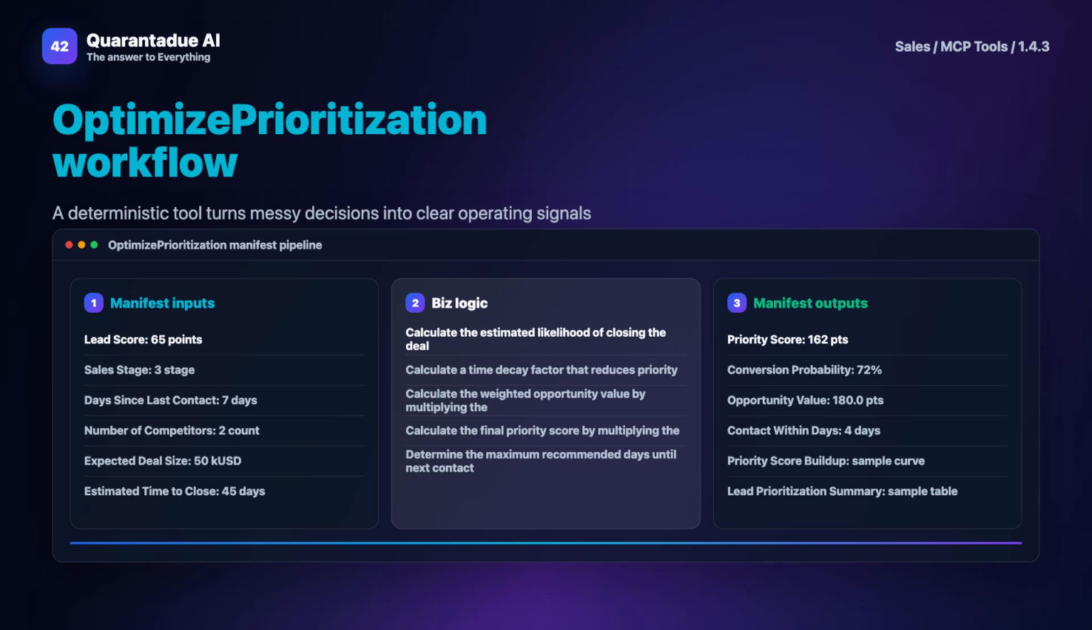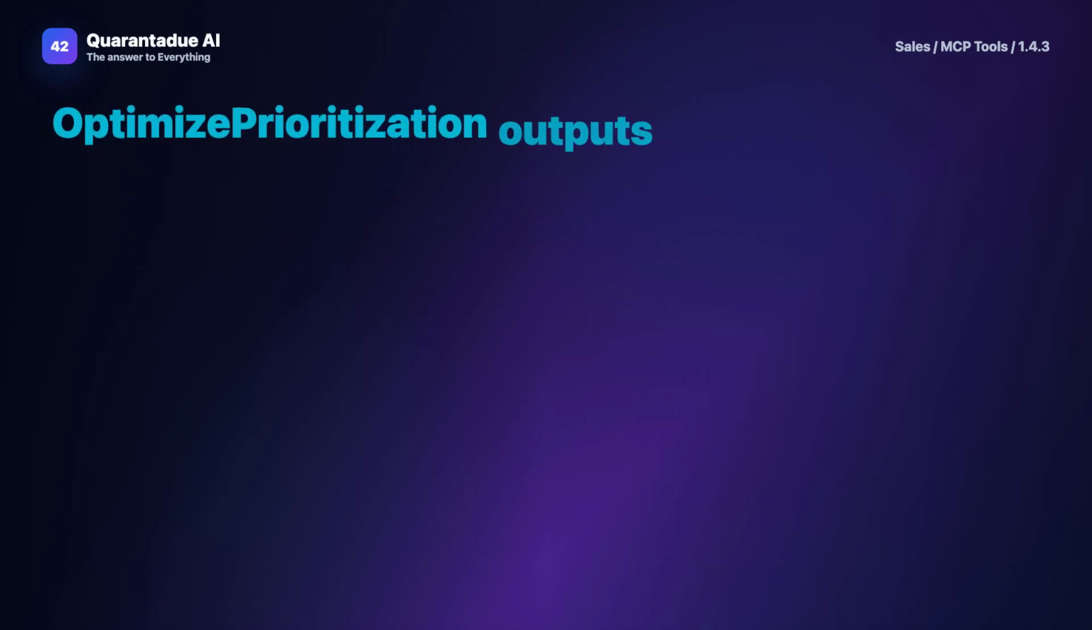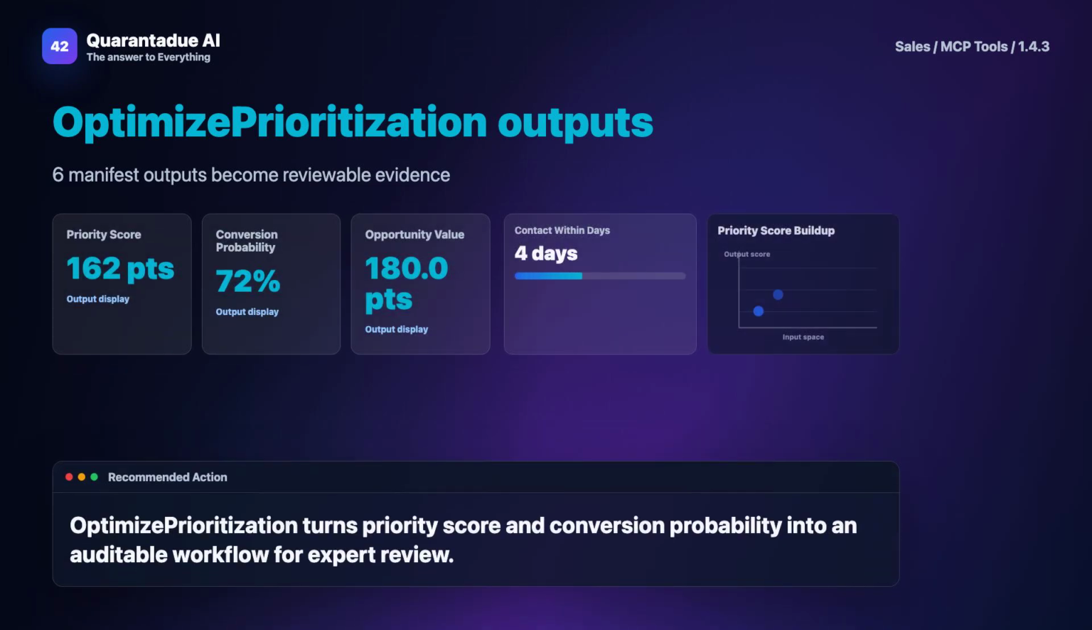Calculate the final priority score by multiplying the opportunity value by the time decay multiplier, then scaling to a standard range to rank leads. And determine the maximum recommended days until next contact based on the priority score and days since last contact, with higher priority requiring shorter windows. This keeps the process deterministic, reviewable, and aligned with how sales teams actually make decisions.